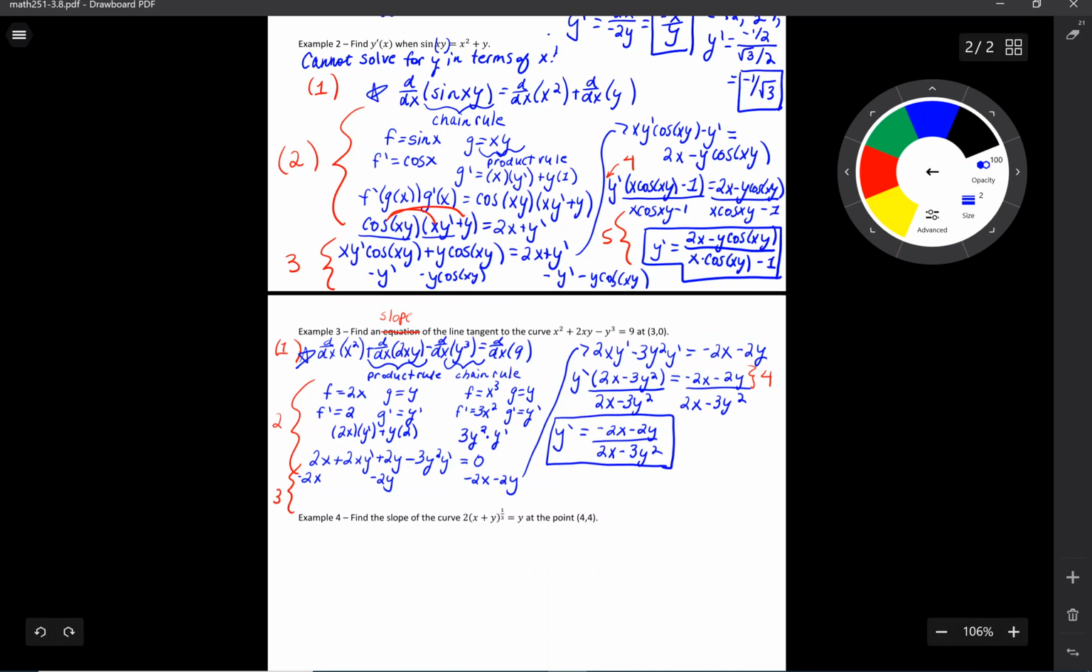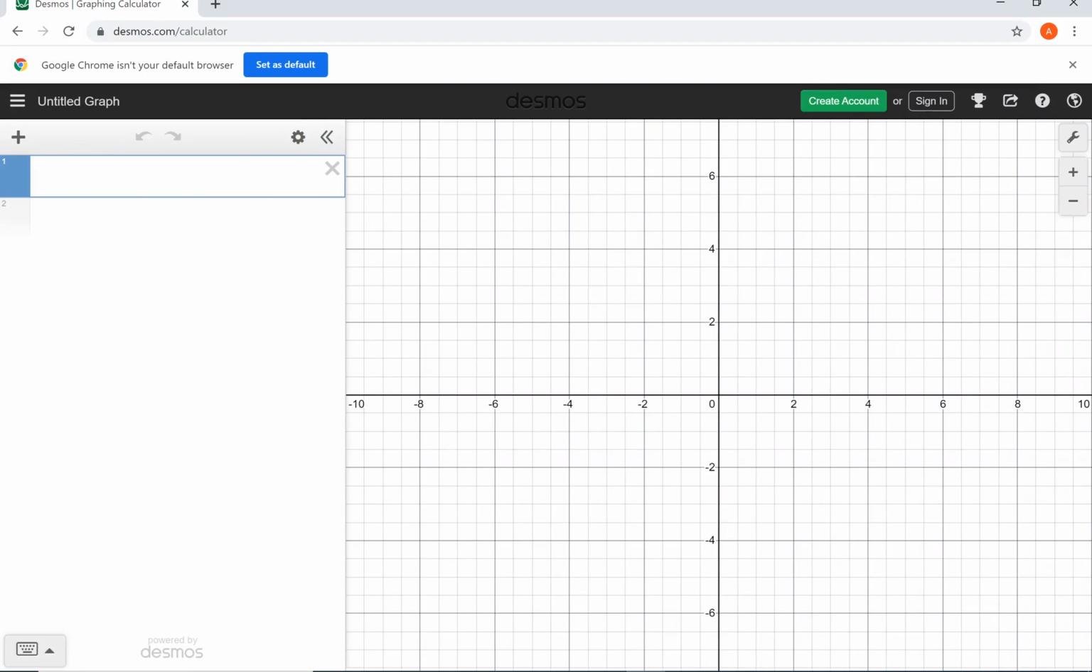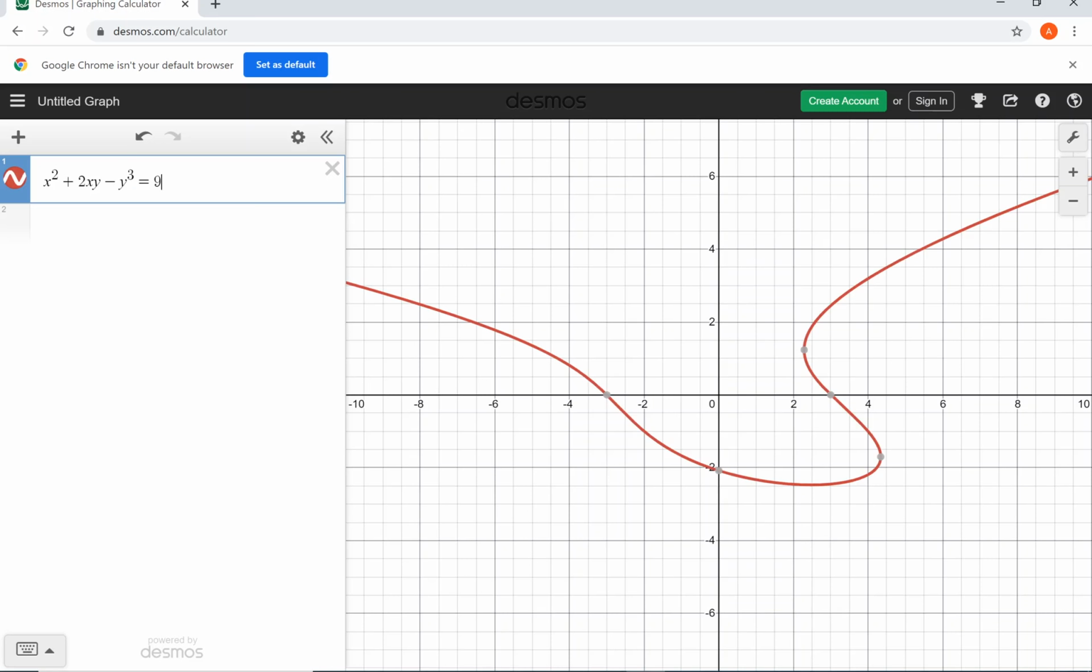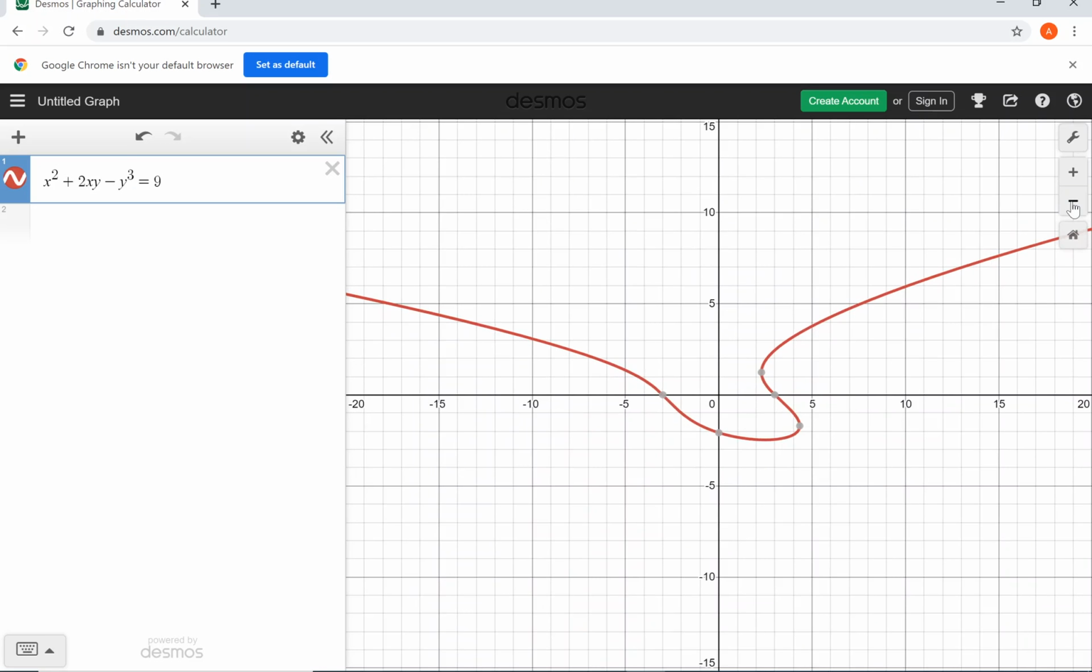So this is the slope of this curve, x squared plus 2xy minus y cubed equals 9, and I want to find the slope at the point 3, 0. So actually what I want to do is pull up Desmos real quick to show you what this curve looks like, just so you can see that it's not a function how we usually think about functions. So I have x squared plus 2xy minus y cubed equals 9. So this is what our function looks like.